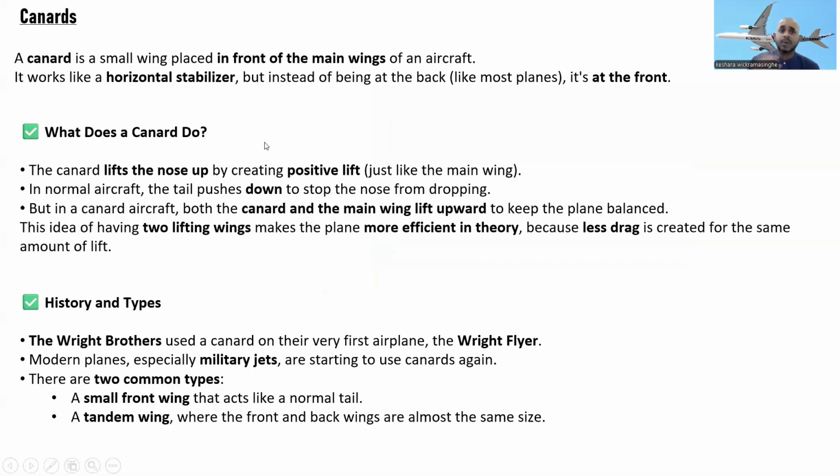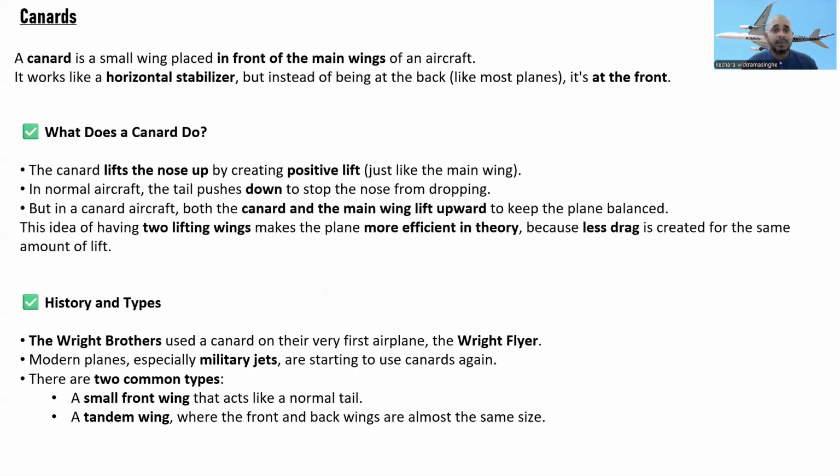Canards: a canard is a small wing placed in front of the main wing of an aircraft. It works like a horizontal stabilizer, but instead of being at the back like most planes, it is at the front. So what do canards do? Canards lift the nose up by creating positive lift, just like the main wing.